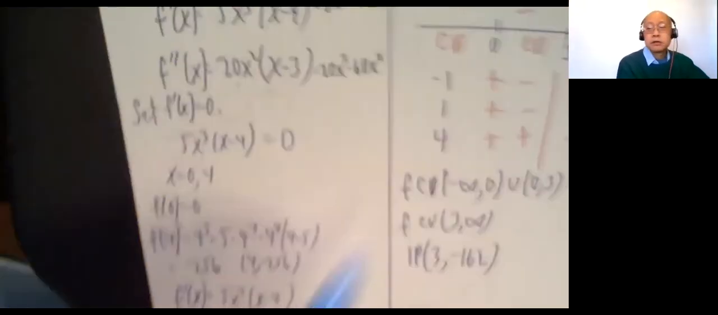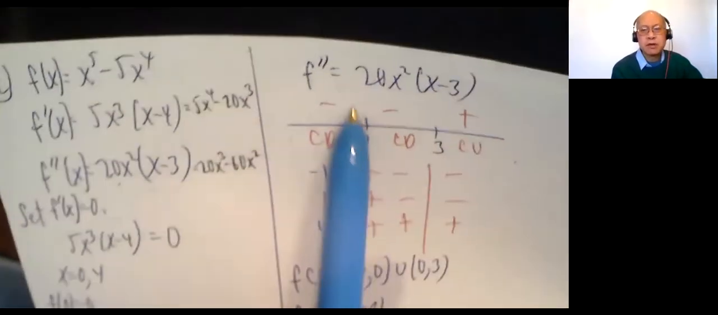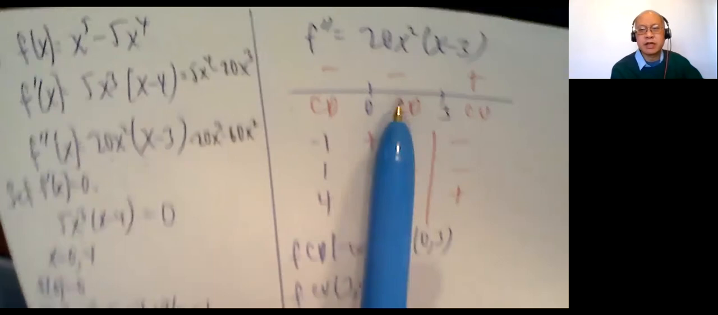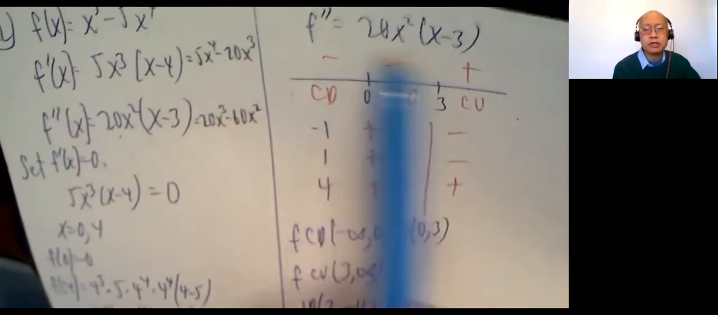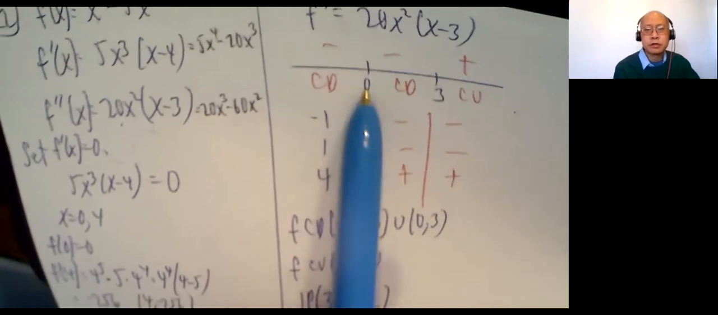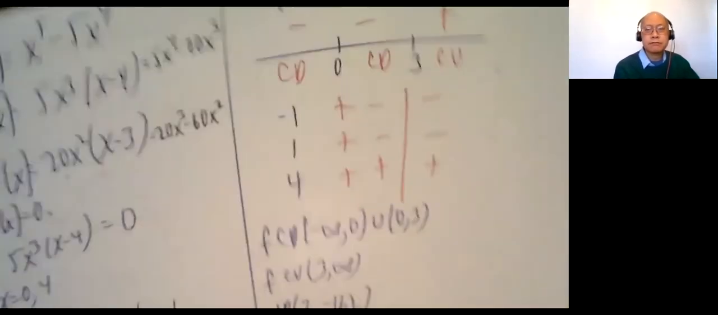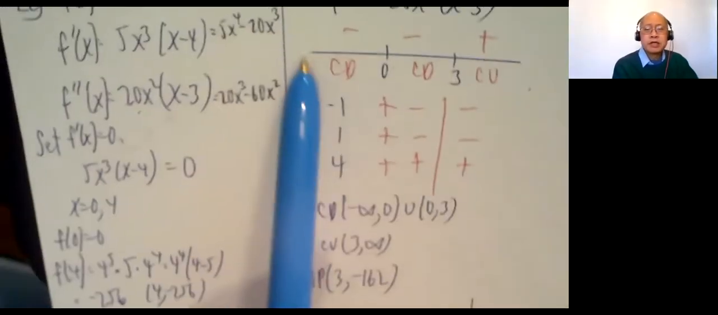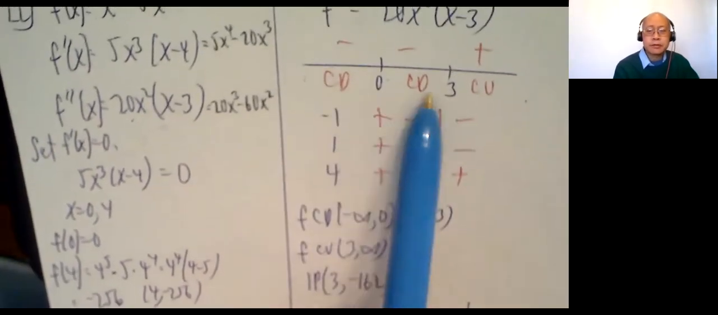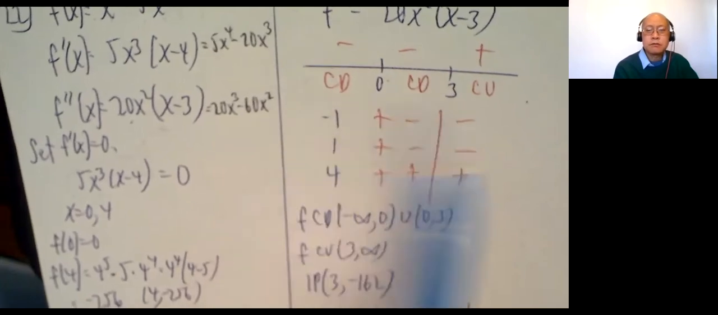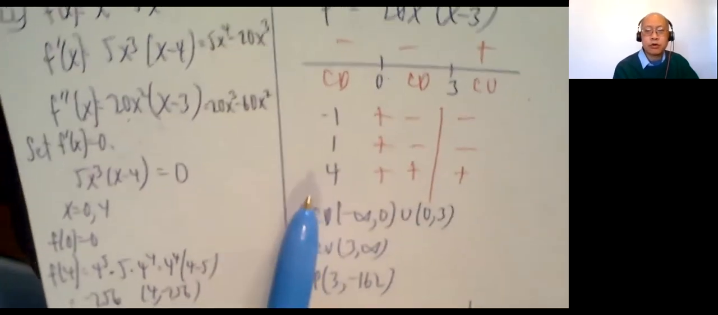All right. Do my sign chart for f double prime, 20x squared times x minus 3. I lay down the two numbers where the second derivative was 0, 0 and 3. Pick something over here, negative 1. Pick something here, 1. Pick something here, 4.